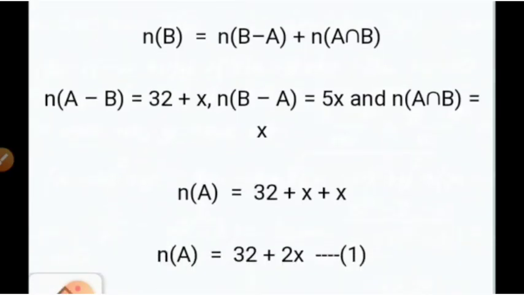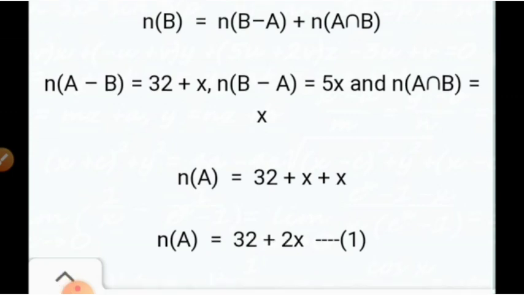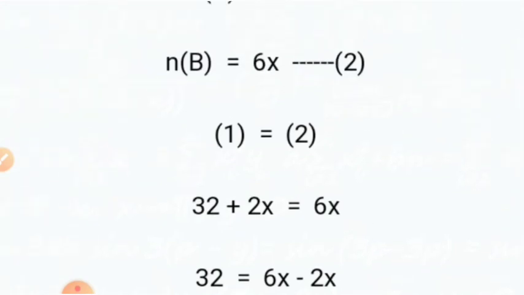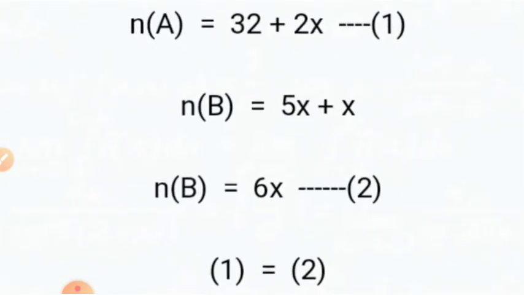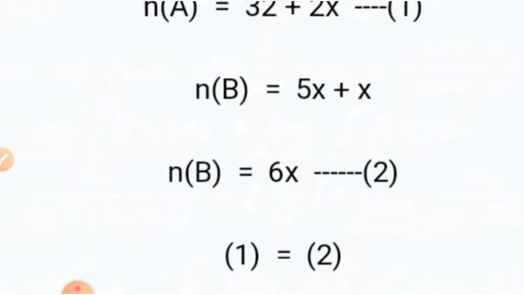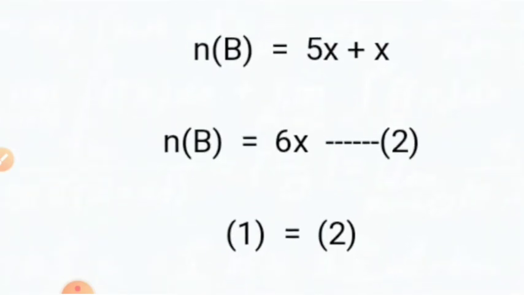Now, n(A) = 32 + x + x, so n(A) = 32 + 2x. This is equation number 1. n(B) = 5x + x, so n(B) = 6x. This is equation number 2.